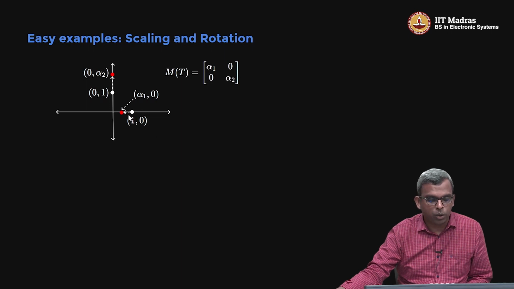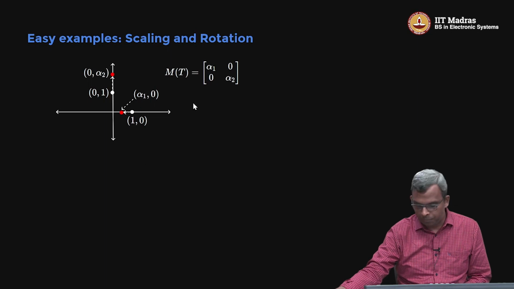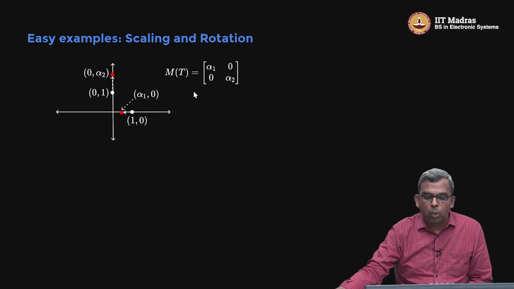Okay. So, pictorially if you see, 1 0 gets multiplied by alpha 1, maybe alpha 1 is less than 1. So, it gets shrunk. 0 1 gets multiplied by alpha 2, it goes to 0 alpha 2, and you just go scales in this direction. Okay. So, this is scaling. Okay. Now, what happens when I scale again?